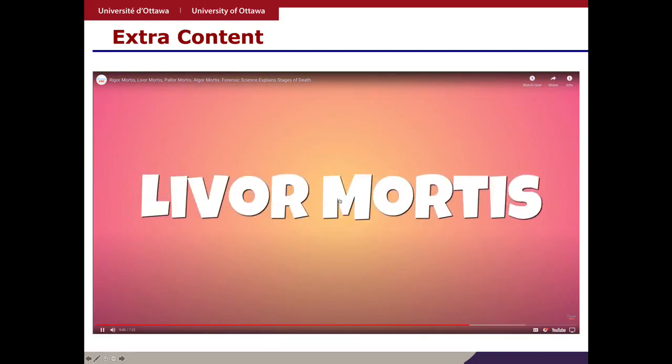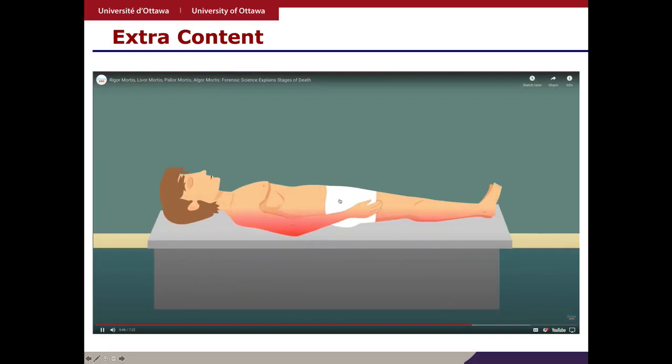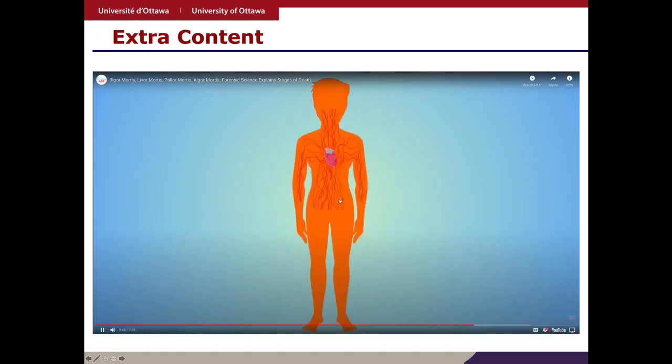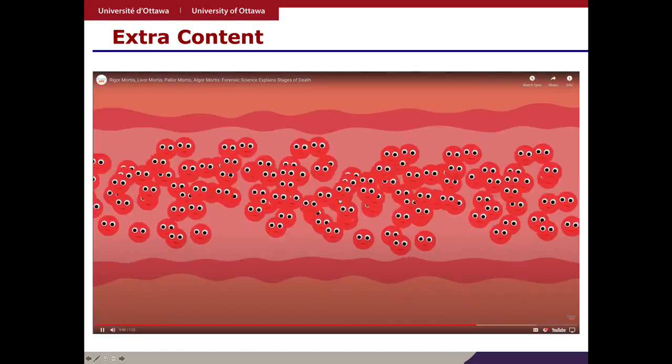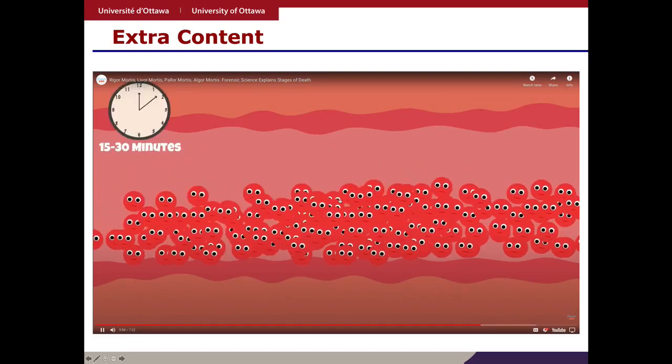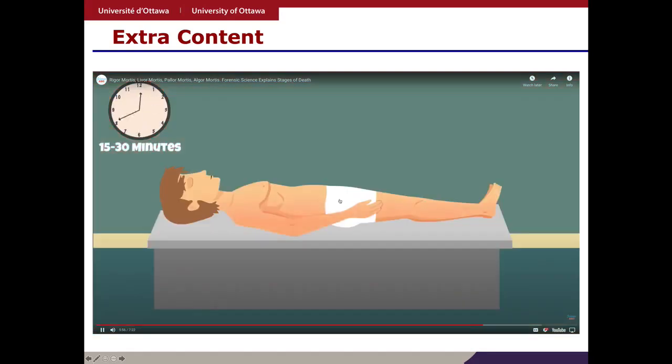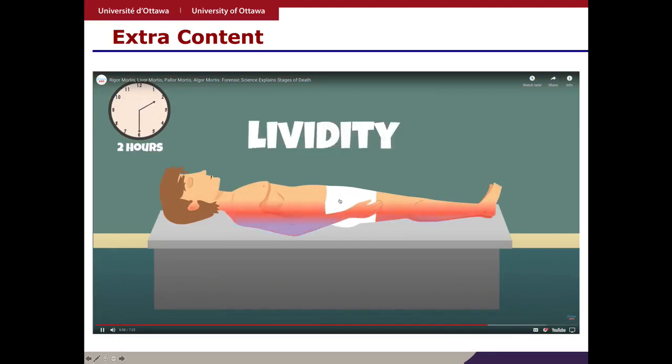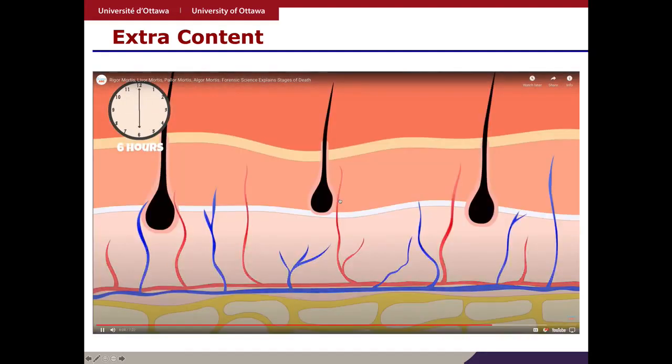The fourth sign, livor mortis. After death, blood is subject to the forces of gravity, now that the heart isn't moving it around any longer. It pools wherever the force of gravity is strongest. This starts about 15 to 30 minutes after death and starts to become visible 2 hours after death. Lividity, as it is called, starts to become fixed after 6 hours as the blood vessels begin to break down.